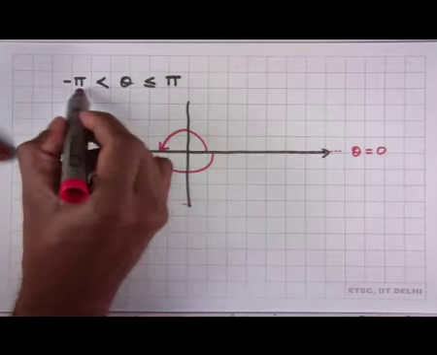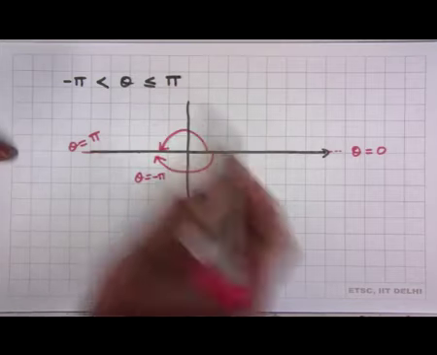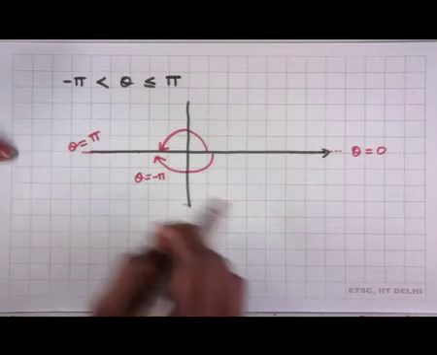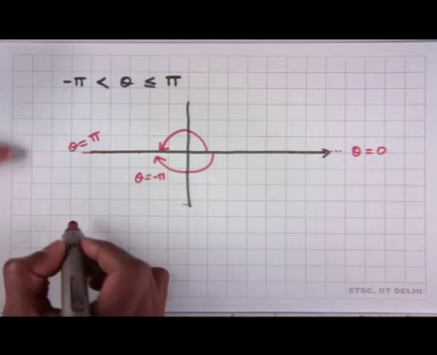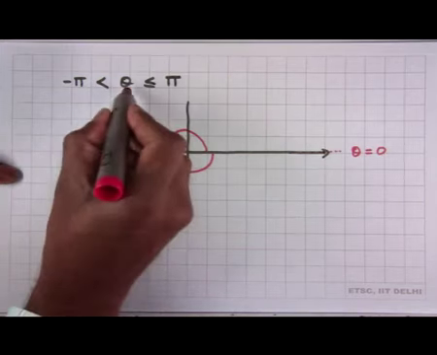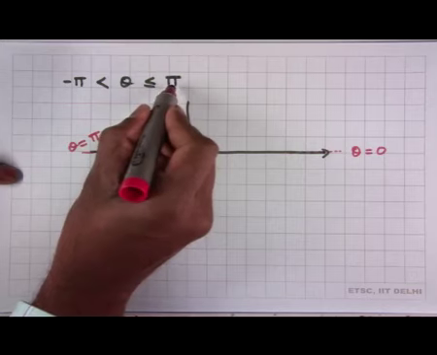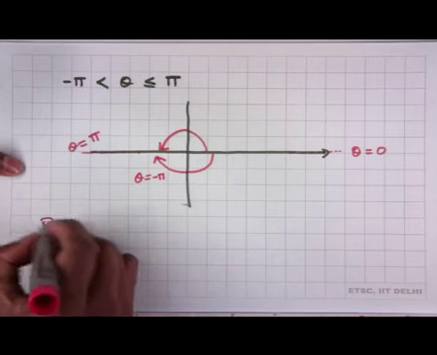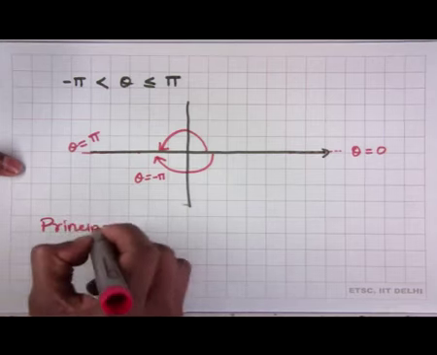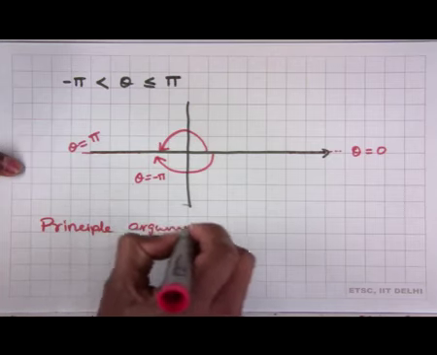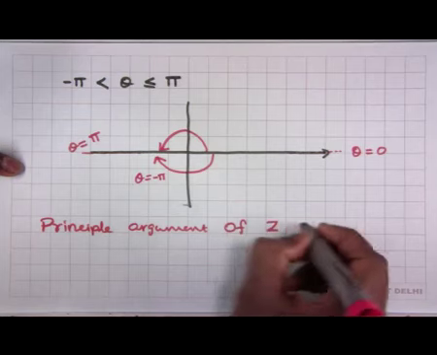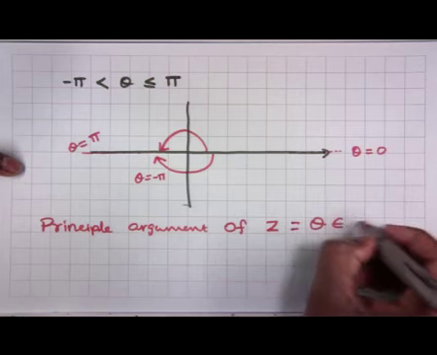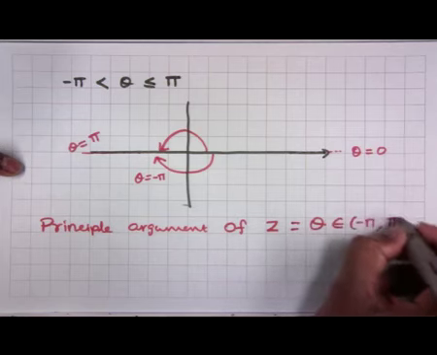So, we observe that the interval length is 2 pi, and if we vary our theta in this interval, then we cover this entire plane. Considering the angle in this region is called the principal angle or principal argument of z, which is a theta which lies in the interval minus pi to plus pi.